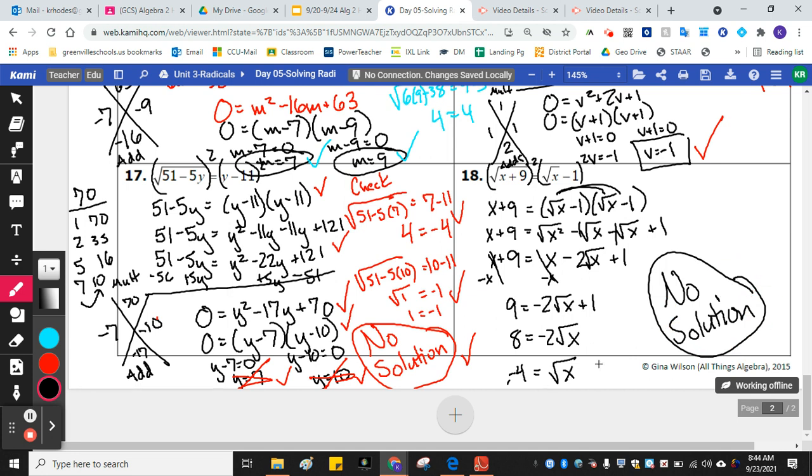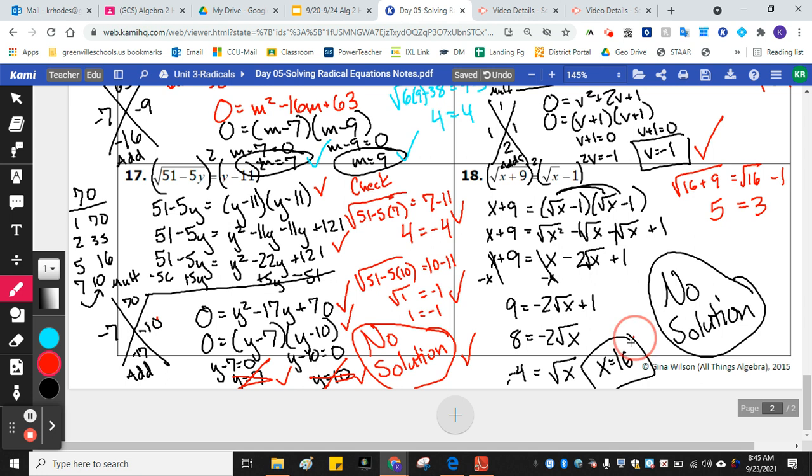So if I square both sides, I get 16, and I could go back and check 16. Square root of 16 plus 9 equals the square root of 16 minus 1. Square root of 16 is 4. 4 minus 1 is 3. 16 plus 9 is 25. Square root of 25 is 5. So again, like I said, 16 will not work.